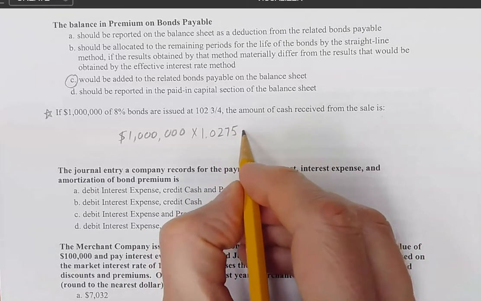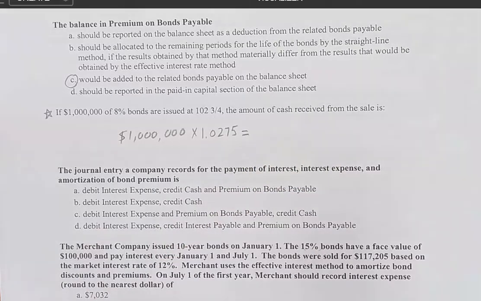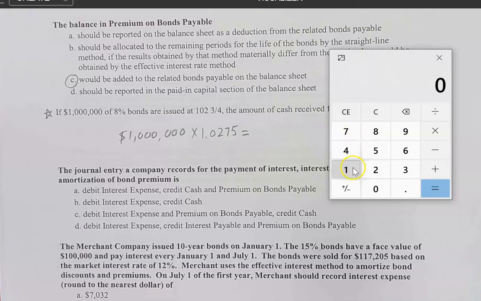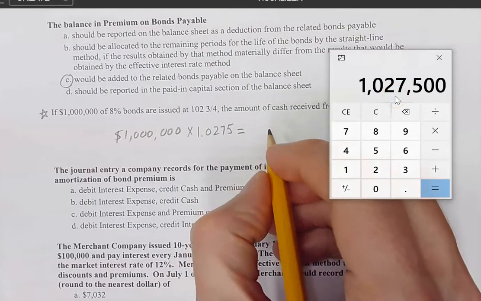All right. So let's see what we come up with if that happens. We got $1 million, okay, times 1.0275, and that's going to give us $1,027,500.